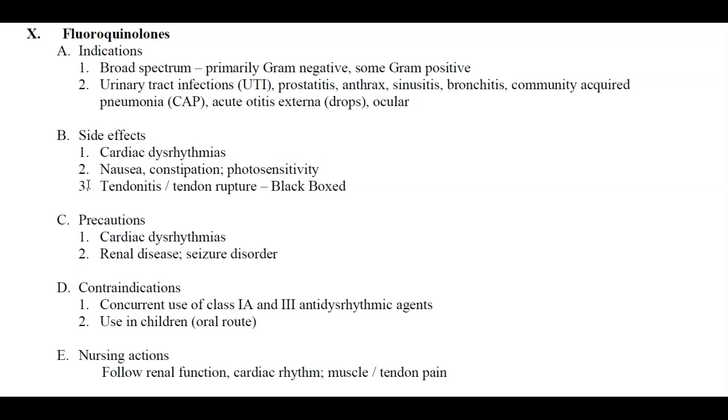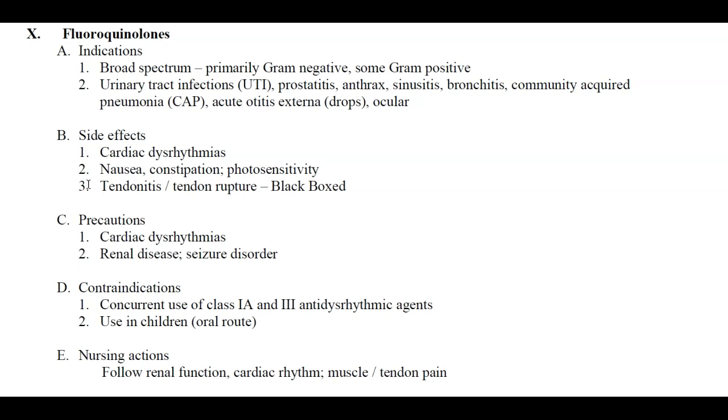Now, contraindications include concurrent use of a class 1A and class 3 antidysrhythmic agents because of the increased risk of dangerous arrhythmias. Also, use in children oral route, it may affect the development of their cartilage. So if we can have an alternative antibiotic to give, that is more preferred for children rather than administering fluoroquinolones, unless obviously there's nothing else that we can give to these children.